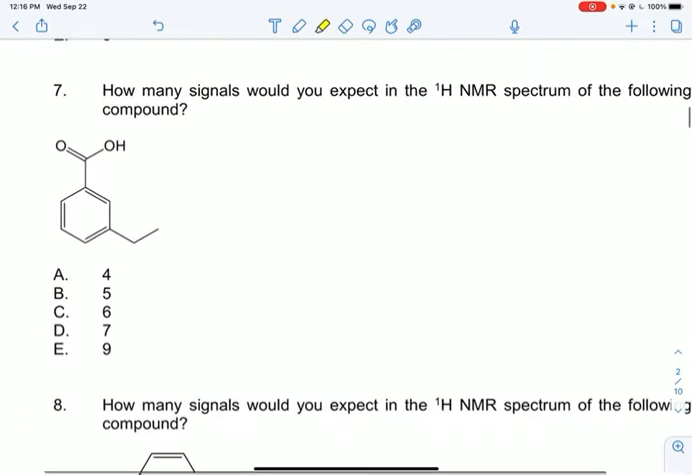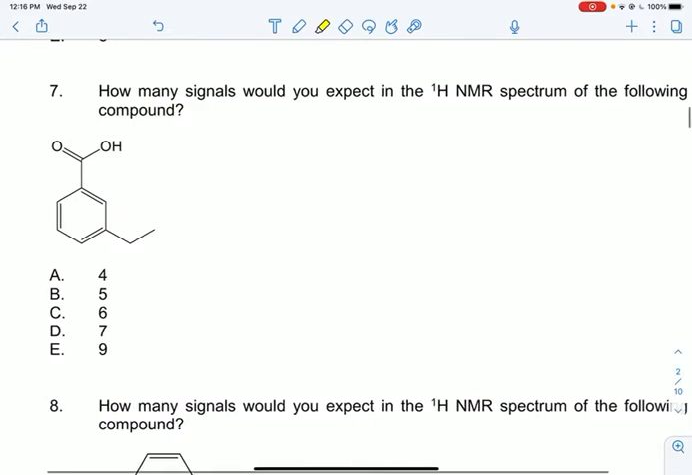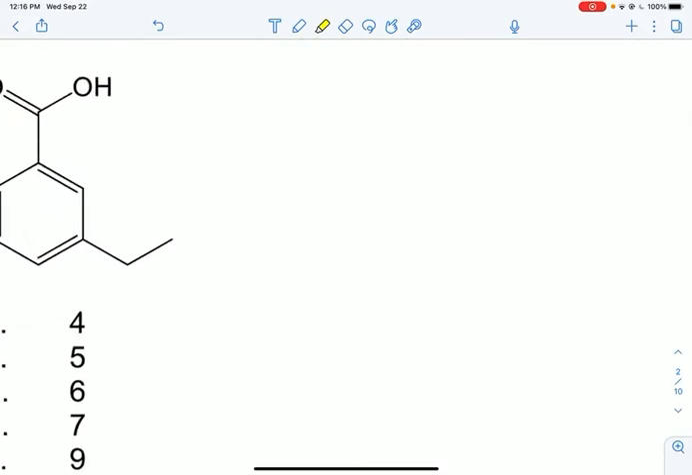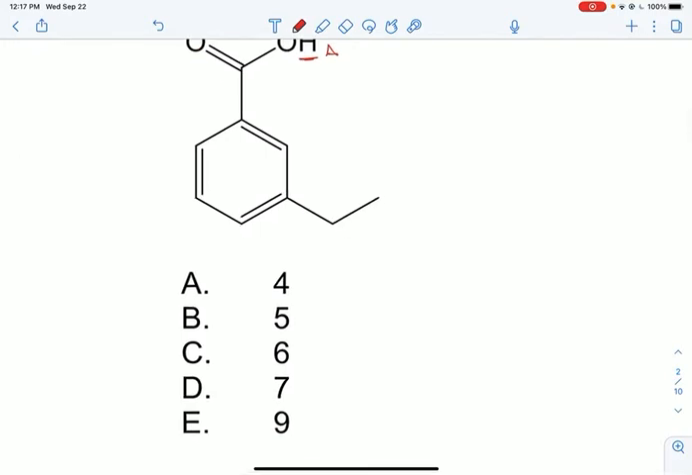Alright, 7. How many signals would you expect in the H-NMR spectrum of the following compound? So how many unique hydrogens are there going to be? Well, we have 1 right here. So this is 1. We'll call this one A. Move down. So this carbon has no hydrogens, because it has 4 bonds. So we can ignore that one. Same thing with right here: 4 bonds, 1, 2, 3, 4. No hydrogens. This one only has 3 bonds, which means it's got a hydrogen right there. And same for this side. It's got a hydrogen right there.